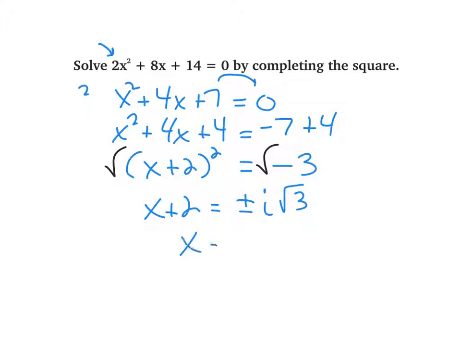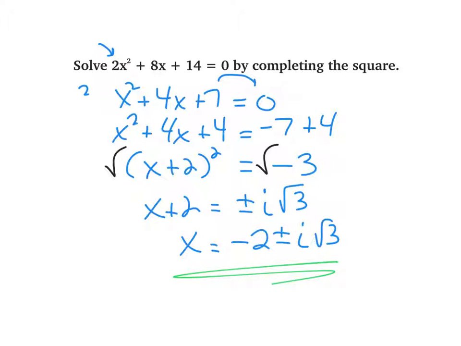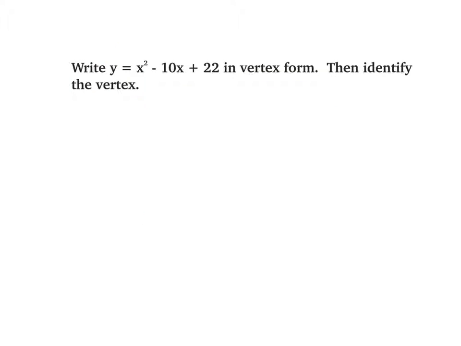Did that yesterday. Move the 2 to the other side. Negative 2 plus or minus i root 3. And you cannot add those because one's got a radical, one doesn't. One has an i, one doesn't. So you got to stop right there. All right.